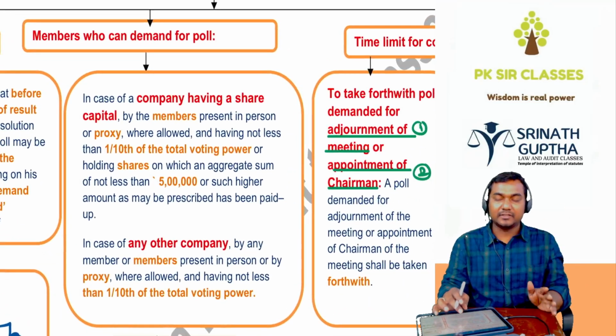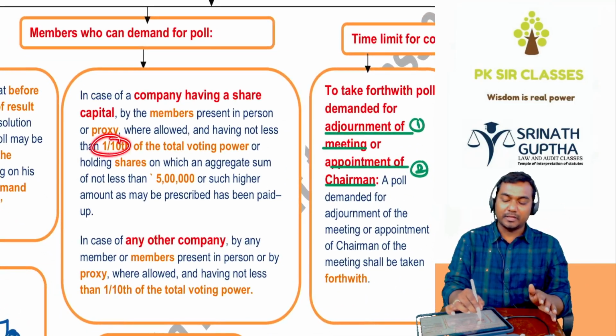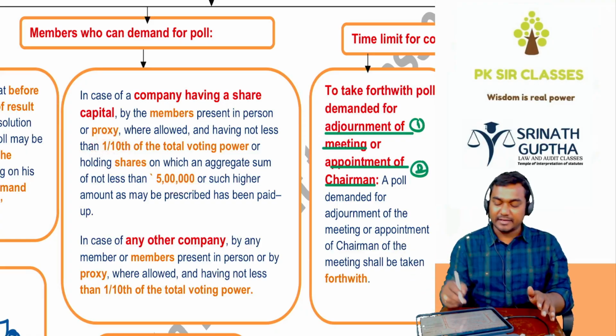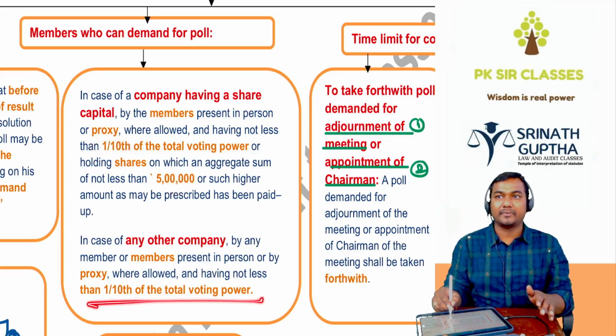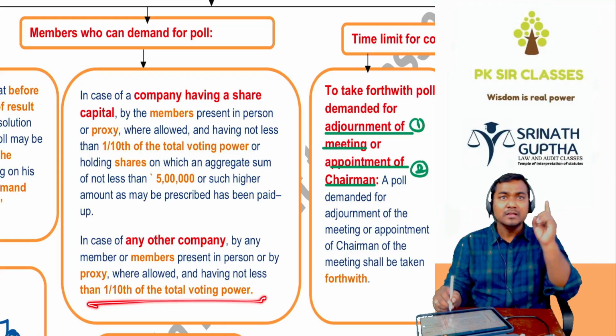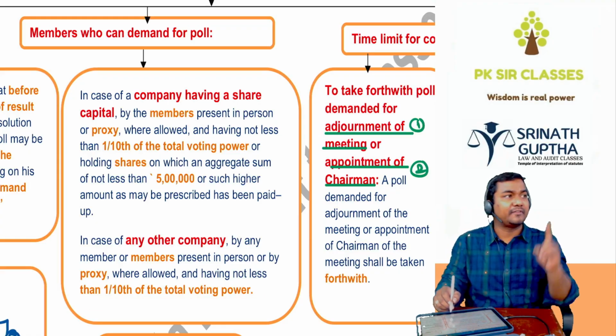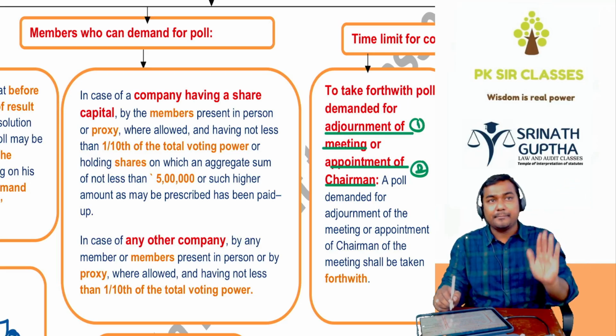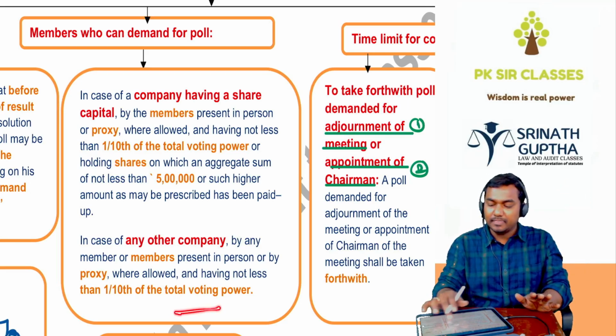A member can demand a poll if he has 1/10 of the voting power or 5 lakhs worth of shares. That applies to a company having share capital. For a company not having share capital, such as a pure guarantee company, he must have 1/10 of the voting power. So who can demand a poll? One having 1/10 of the voting power or 5 lakhs worth of shares in a company with share capital; in a company without share capital, 1/10 of the voting power.